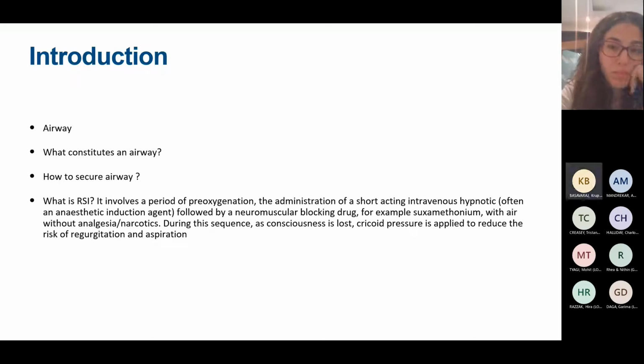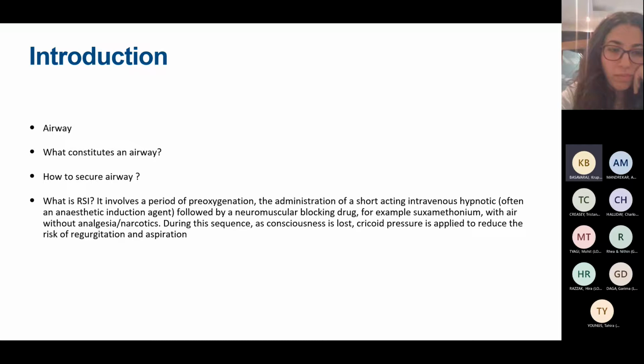So let's start with the introduction. Airway. So what's airway? Basically, it starts with your ABC of your examination. So every one of you who goes to examine a patient will deal with airway as the first part of your component. Assuming it's patent, you move forward. So what constitutes an airway? Everything from the nose to the alveoli, in simple terms.